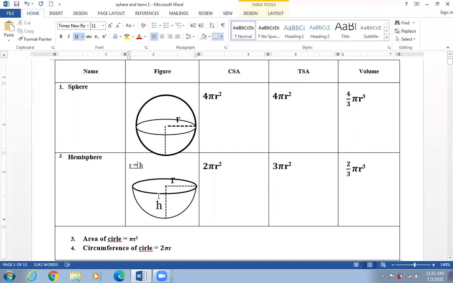Now what is a hemisphere? Suppose you have thrown the ball to others' home. You are playing cricket, and somebody has hit the ball so hard that it has gone to the next home and broken the glass of your neighbor's home. So what will your neighbor do? They will not give you that ball in good condition. They will cut it into two halves and return it to you. So that is called the hemisphere.